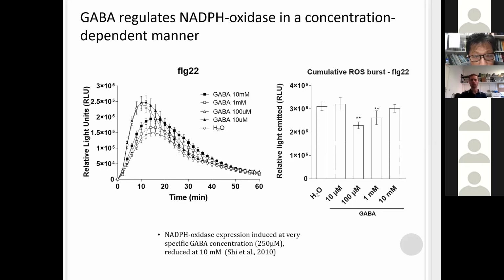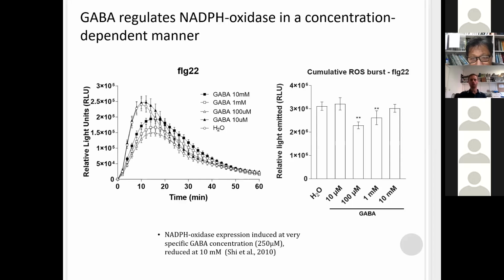So we pre-treated plants with different concentrations of GABA, and then the next day we exposed them to two different elicitors: flagellin 22, which is a bacterial peptide, and the second one is oligogalacturonides, which is pectin-derived fragments from the cell wall of the plant that gets released upon infection with botrytis.